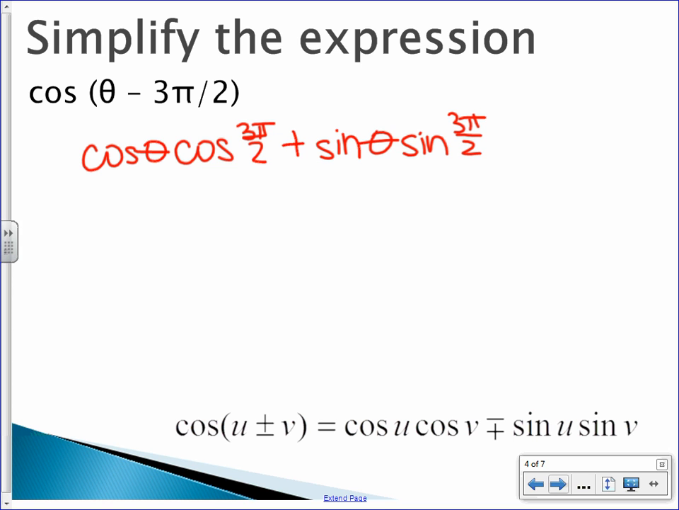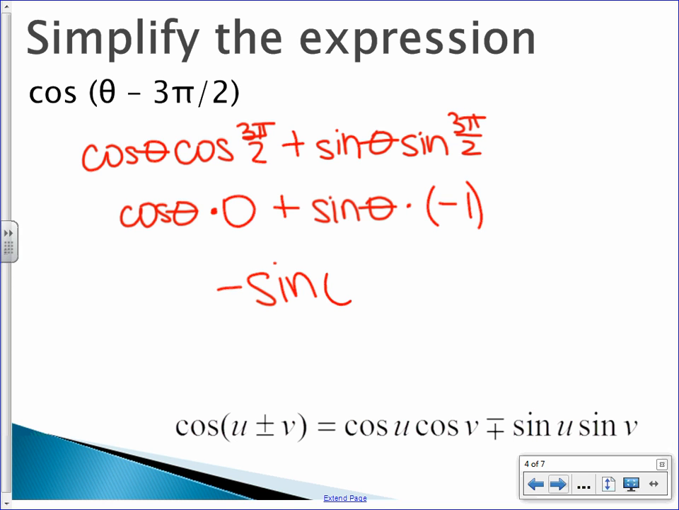Okay? So can we do some simplifying here? We have the cosine of theta times, what's the cosine of 3 pi over 2? Plus the sine of theta times, what's the sine of 3 pi over 2? Cosine times 0 goes away, and we're left with negative sine theta.